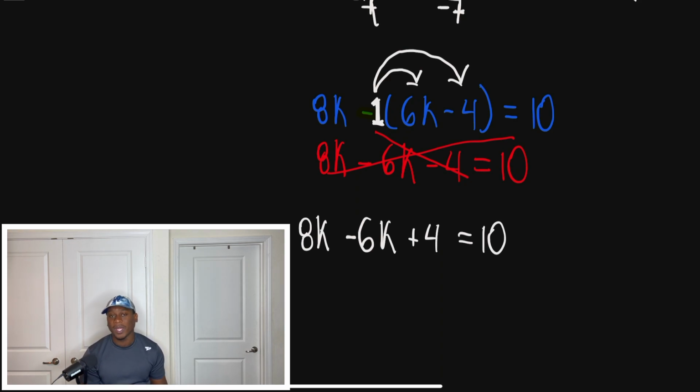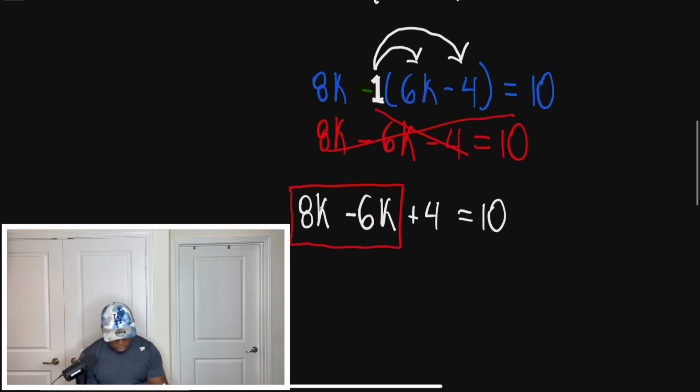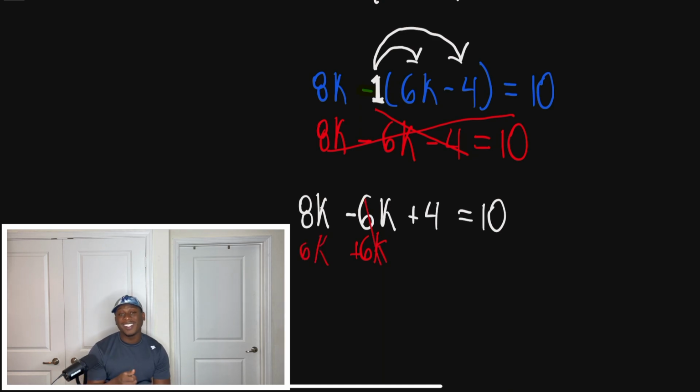Now we have to make sure we add the right terms. And what I want to focus on is 8K and negative 6K, right? So students sometimes will want to cancel the values out, right? And what I mean by canceling it out is they want to go ahead and add 6k to itself and then add 6k to 8. But guys, this is not the correct step.